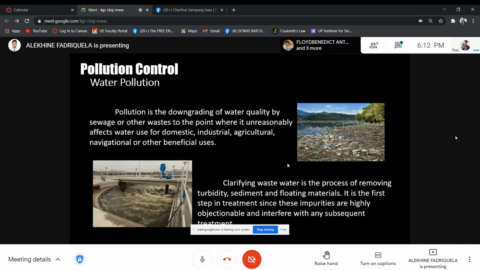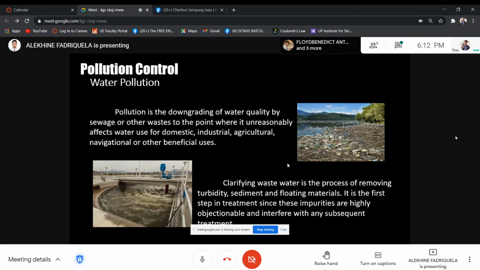So let's go with water pollution. Pollution is the downgrading of water quality by sewage or other waste to the point where it unreasonably affects water used for domestic, industrial, agricultural, navigational, or other beneficial uses.